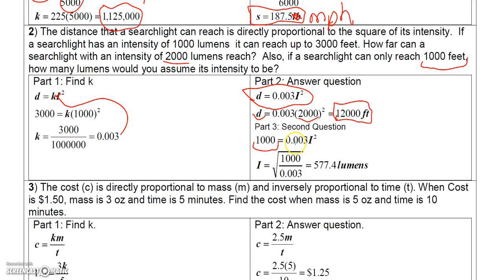Now, the way we would solve this, first of all, you would divide both sides by 0.003, so we get 1,000 divided by 0.003. But that would only give you I squared. So to get I, you have to take the square root of that. So we take the square root of 1,000 divided by 0.003, and the calculator told me that that was equivalent to 577.4 lumens.